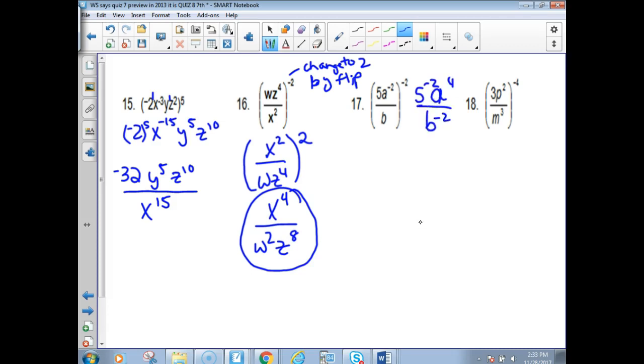So say you didn't flip it. You can do that. I apply this outside power, the power of a power rule, to each term inside. Then you have to say, well, I can't have negative exponents. A to the fourth is a positive exponent, so it'll stay on top. B to the second will have to come up to be positive, and 5 to the negative 2 has to go down. And then you have to evaluate the 5 to the second, which is 25. So you can do it like that if you like.